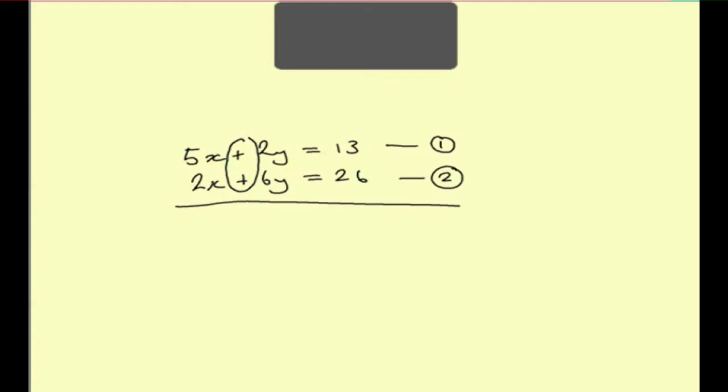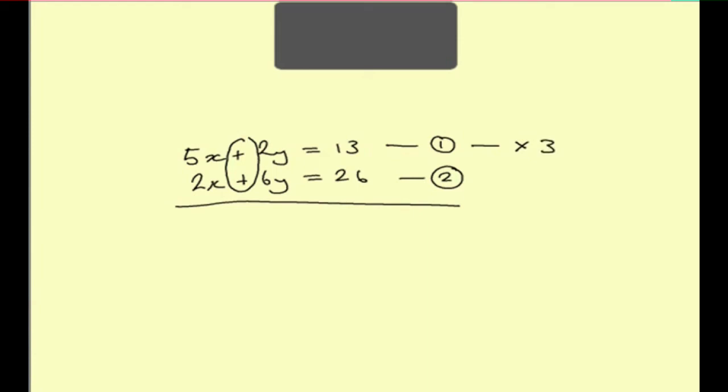So we need to check to see if we can eliminate one of the unknowns when we subtract. So 5x take away 2x, that's going to give us 3x. And 2y take away 6y, that's going to give us minus 4y. So we need to multiply the top equation by 3. So we've got the same amount of y's. So times that by 3 there.